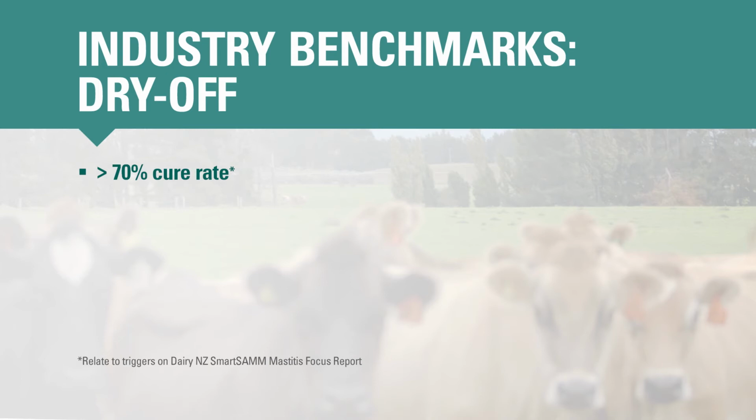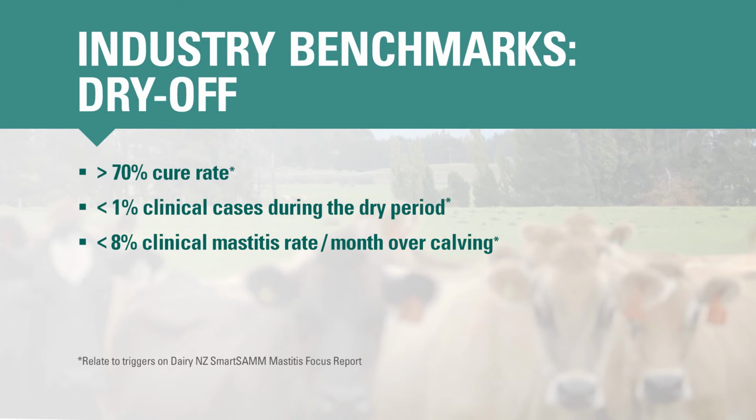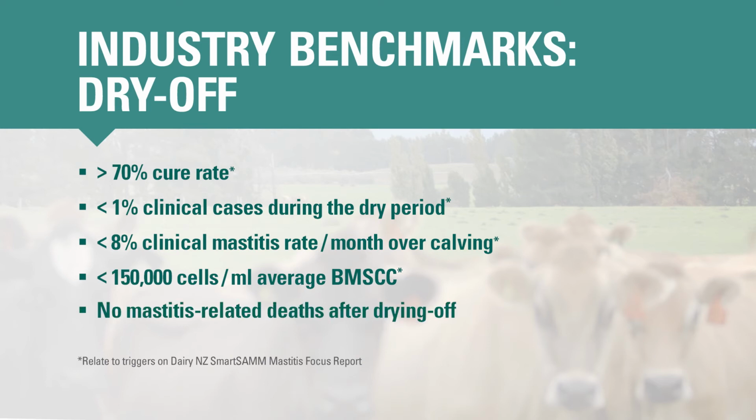But with that being said, an effective dry-off should cure more than 70% of subclinical infections. This means that if 10 infected cows are dried off, 3 or less should have high cell counts or clinical cases around calving. An effective dry-off should also result in fewer than 1% clinical mastitis cases during the dry period. An acceptable calving mastitis rate, for example, is less than 8% of calving cows per month, and an acceptable bulk milk somatic cell count early next season, for example, is less than 150,000. You should also have no mastitis-related deaths after dry-off.